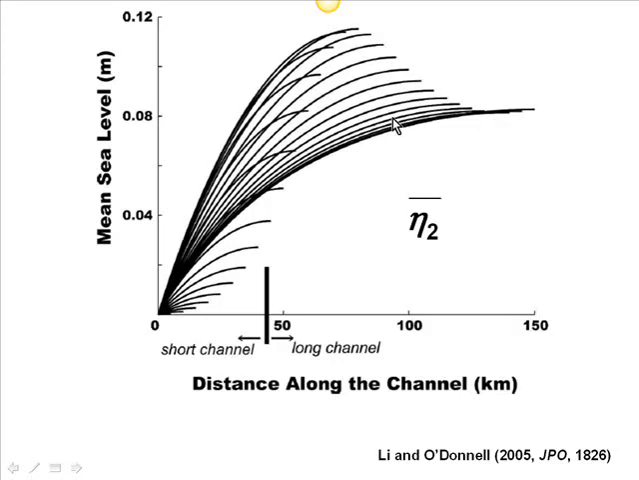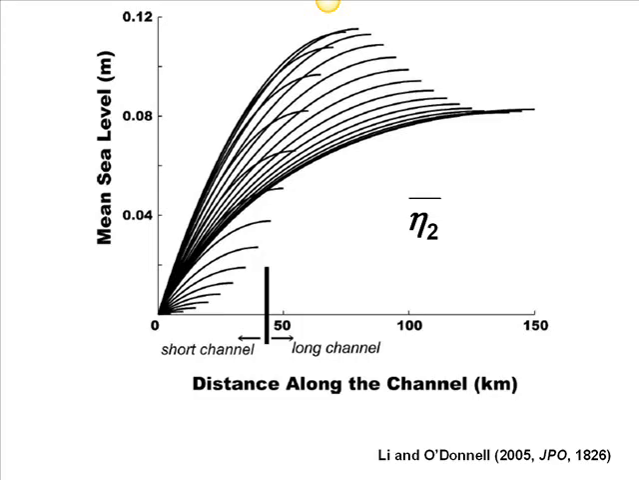The reason I show you this is because I want you to remember that the term d eta 2 dx will produce a flow in what direction? So the mouth is at 0 and the head of the channel is at 150 kilometers. If the residual sea level slope looks like that, notice only a few centimeters difference between the mouth and the head. So d eta 2 dx is positive, right?